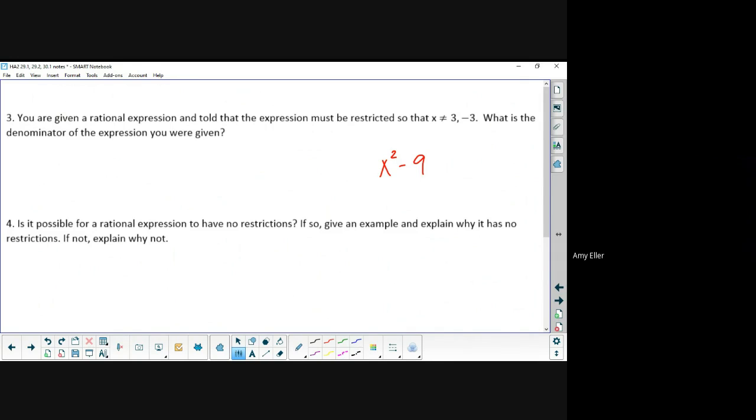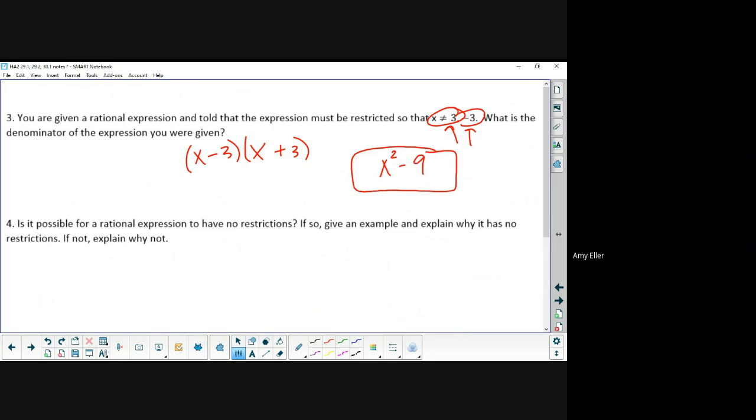I agree. If I cannot have 3, that would have come from that factor. If I can't have negative 3, that would have come from that factor. And in standard form, if my denominator is x squared minus 9, that would lead to those restrictions. Is this the only polynomial that has just these restrictions? Denominator. No. Correct. What's another polynomial that has those same ones?